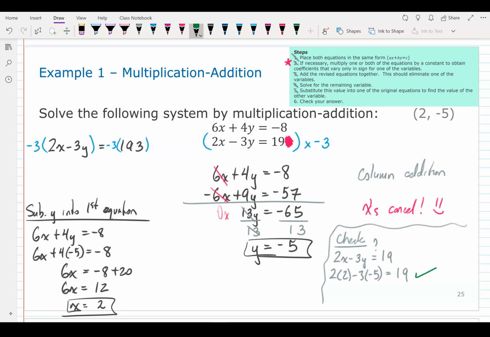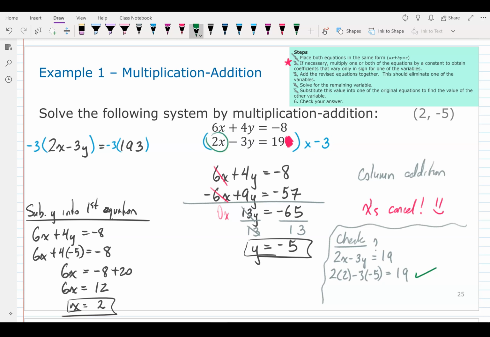So hopefully now that I've done this, maybe if you've done it before, you remember it. If you haven't done it before, you've learned something new. It's called multiplication addition because of this second step. Multiply one or both of the equations by a constant to obtain coefficients that vary only in sign for one of the variables.